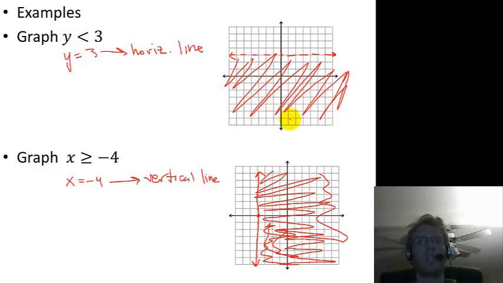Just remember to plot the line using your normal methods that you've learned before. Decide if it's solid or dotted based on whether your inequality includes the equals bar. And then lastly, decide which side you're going to shade on, either by looking above or below, or by plugging in a particular point and then checking to see if it works. Alright, that's it.